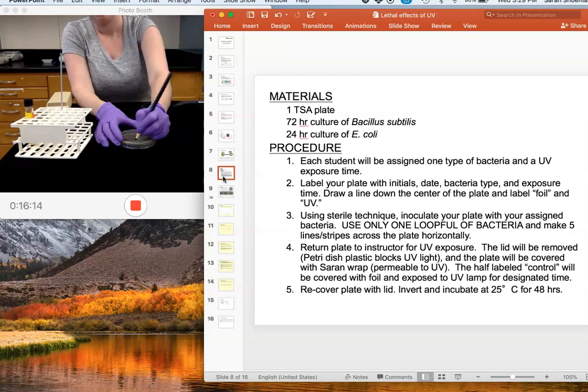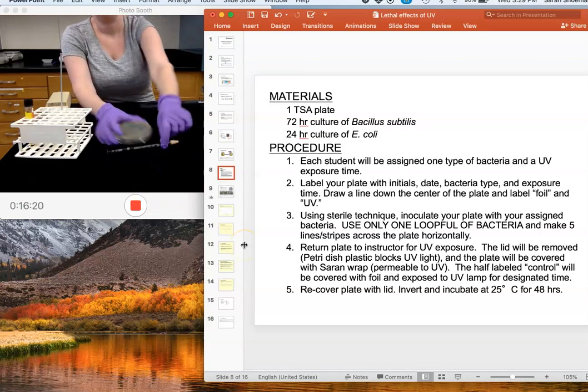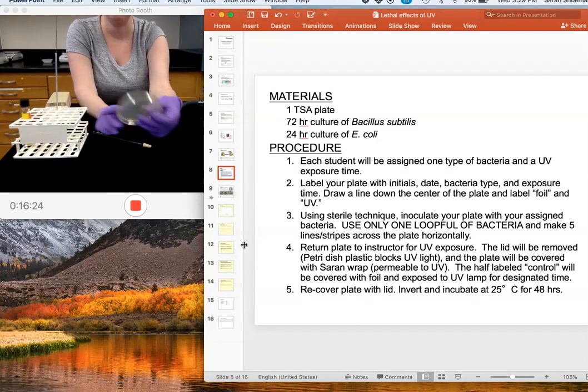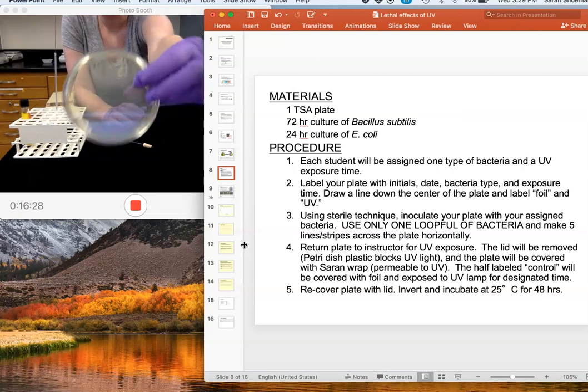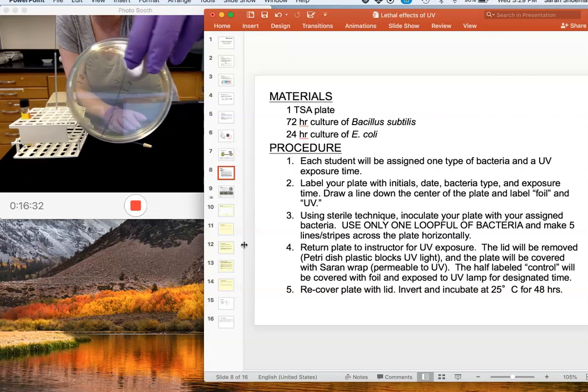Now, if we were in a real lab, I would break you into groups, and half of you would inoculate your plate with Bacillus subtilis, and half of you would inoculate with E. coli. And so you would need to write your bacteria type on there. But since we're just doing this mock, I didn't write the type of bacteria.